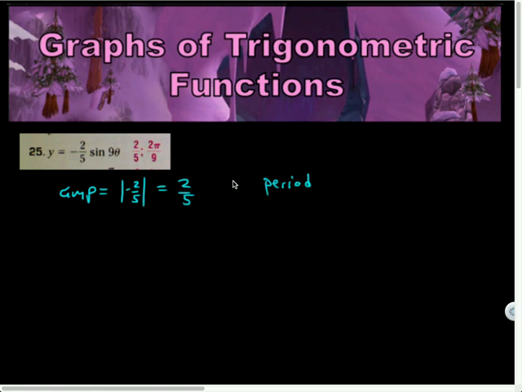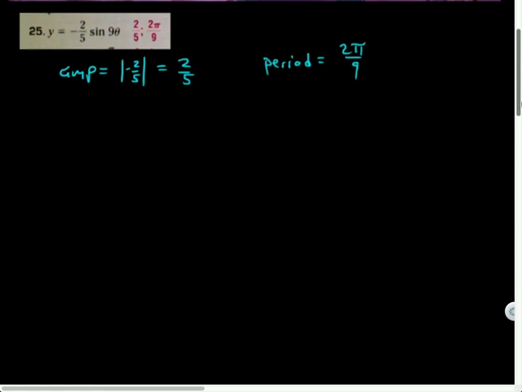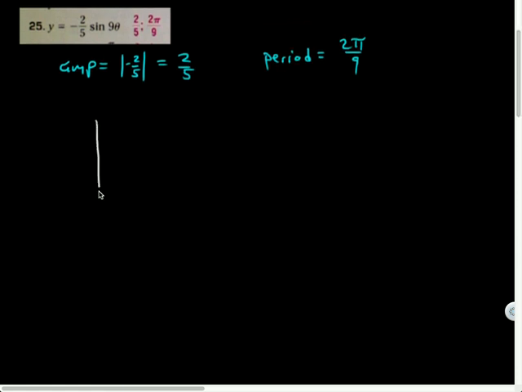Yeah, exactly. So let's see, the period, the formula for that is 2 pi over k, where k is the coefficient of our theta. So that would be 2 pi over 9, and that doesn't simplify. So 2 pi over 9 is our period. So let's graph this. Leave it as a fraction. As a decimal, that would just be disgusting.